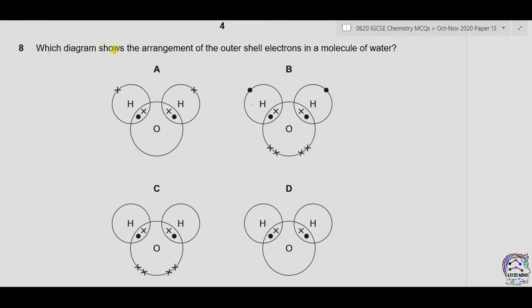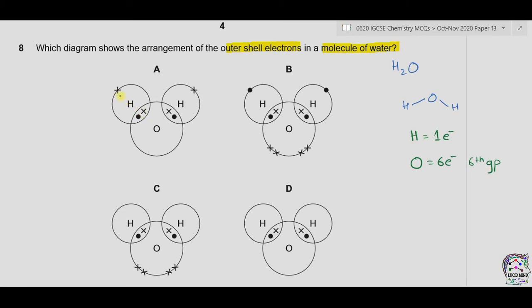Question 8. Which diagram shows the arrangement of outer shell electrons in a molecule of water? The formula of water is H2O, and two hydrogen atoms are making single covalent bonds with one oxygen atom. Now the element hydrogen has 1 electron in the outermost shell while oxygen has 6 electrons in the outermost shell as it belongs to group 6 in the periodic table.